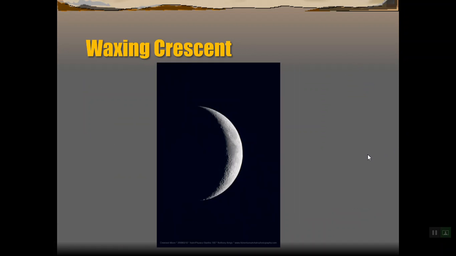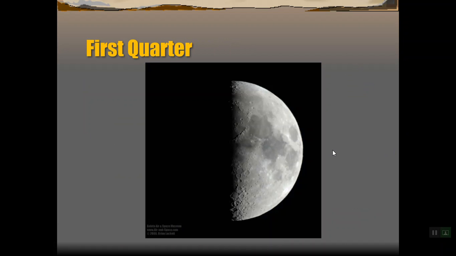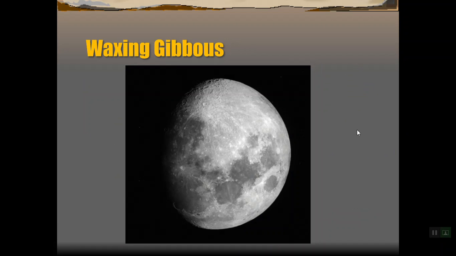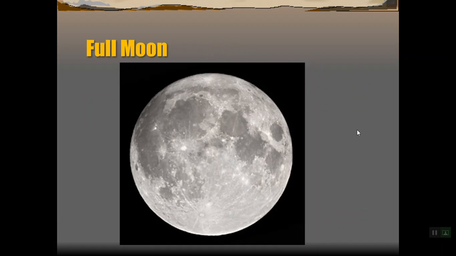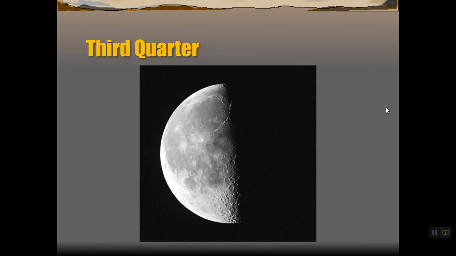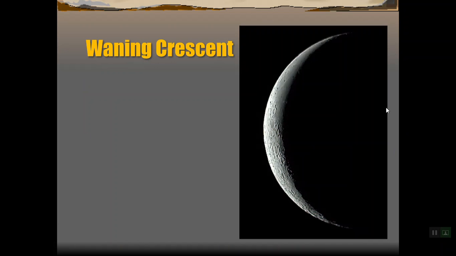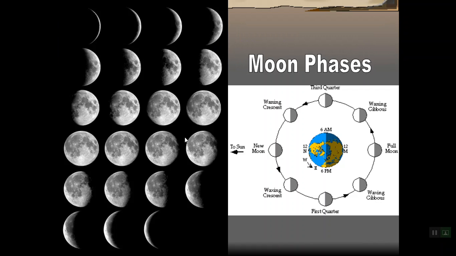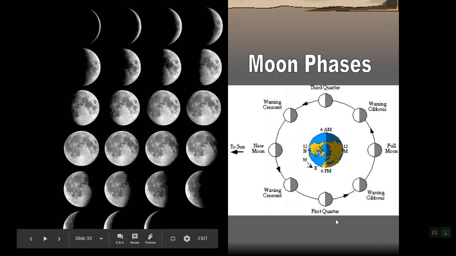And then after that, you have waxing crescent. About a week after the new moon, you have a first quarter moon. And after that, you have the waxing gibbous. And then finally, 2 weeks after the new moon, you have full moon. This is total brightness. We can see all of it from Earth. After that, the dark is going to start coming from the right-hand side. You have the waning gibbous, third quarter, and then waning crescent. So the whole process takes about 4 weeks.